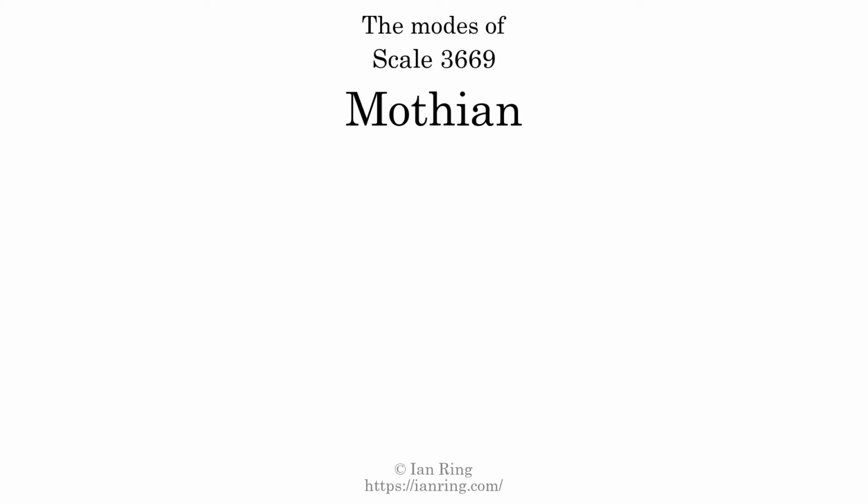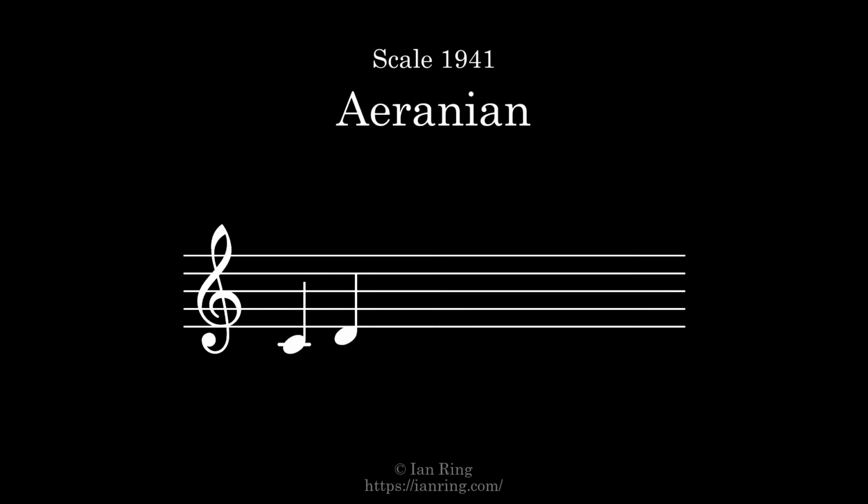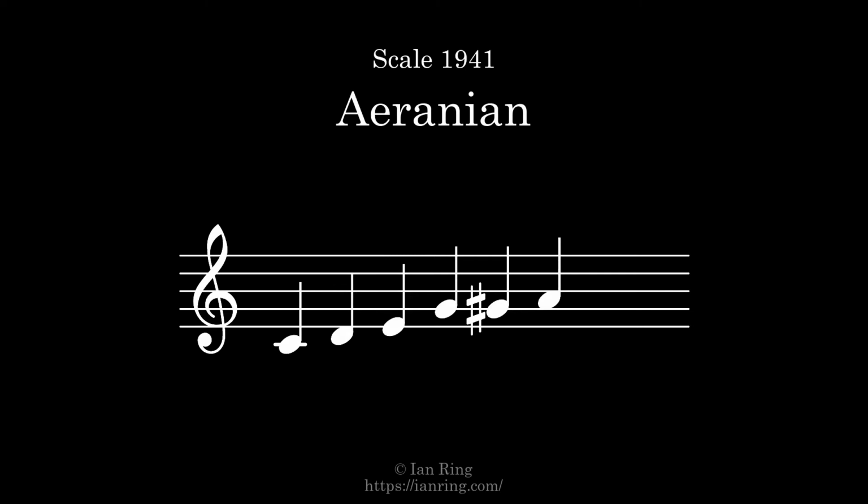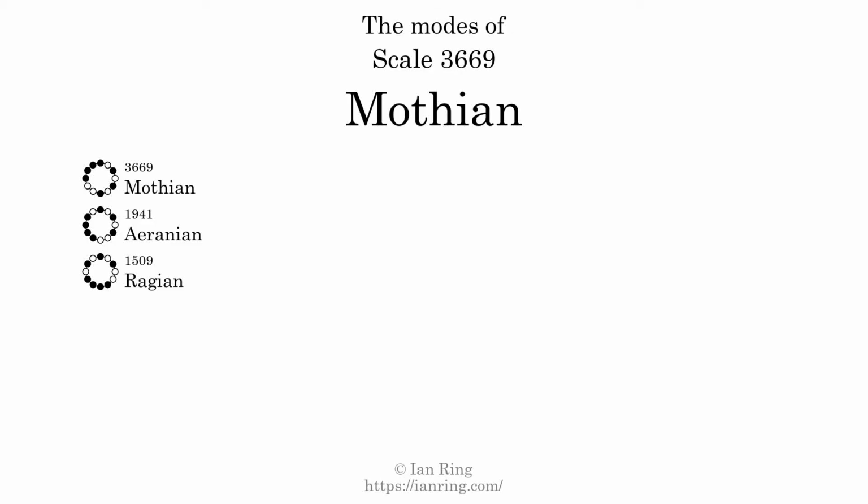This scale has 7 modes. The first mode is itself. The second mode is scale 1941, also known as Iranian. It sounds like this. The third mode is scale 1509, also known as Rajan. It sounds like this.